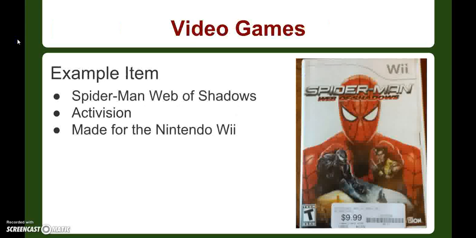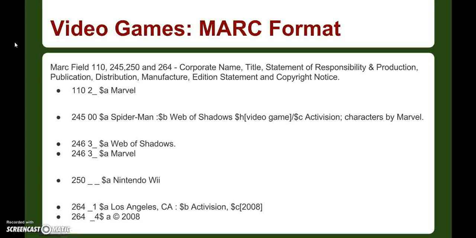The next item to catalog is a video game. My example is Spider-Man, Web of Shadows. MARC fields 110, 245, 250, and 264 are used for corporate name, title, statement of responsibility and production, publication, distribution, manufacturer, edition statement, and copyright notice.